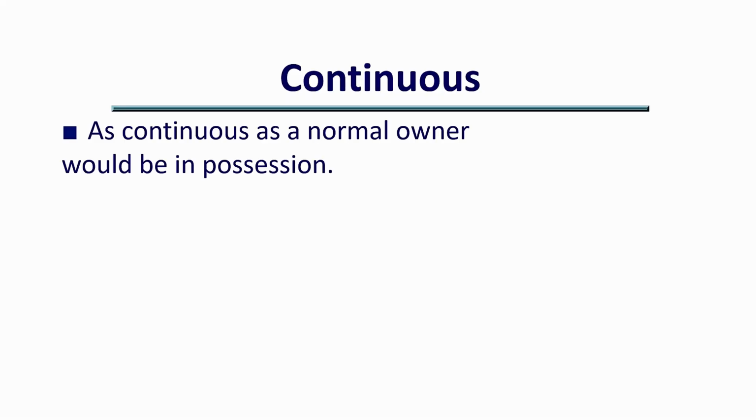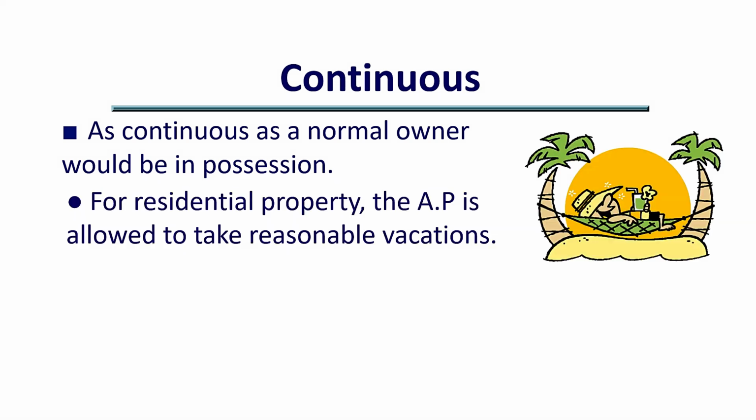The second element is continuous, and of course continuous means as continuously as a normal owner would be in possession of the property. So that means that continuous doesn't have to be 24 hours a day, 365 days a year. For example, if it's residential property, the adverse possessor can take a reasonable vacation or holiday and be away from the property for a few weeks each year and would still be considered to be in continuous possession.